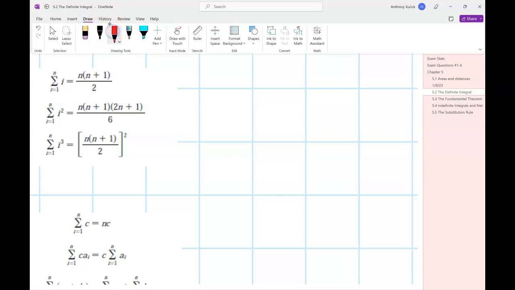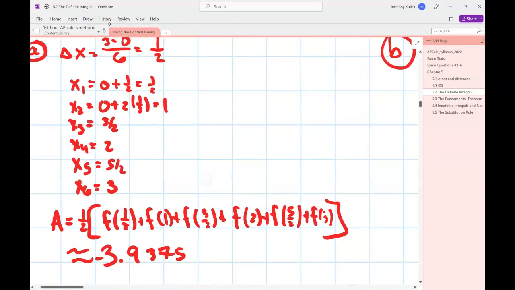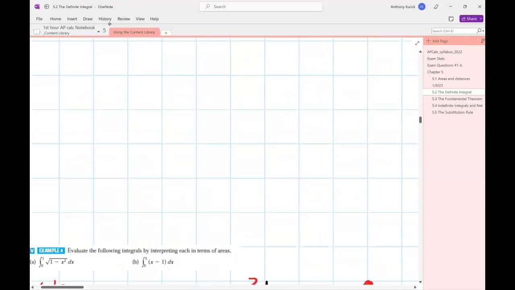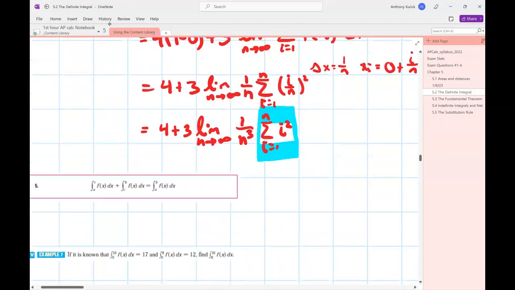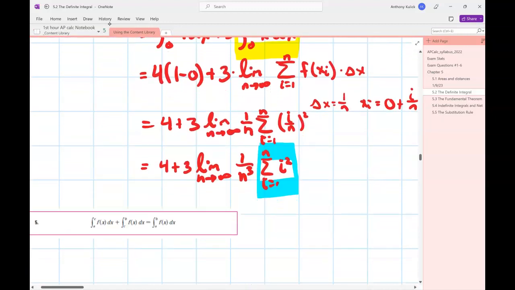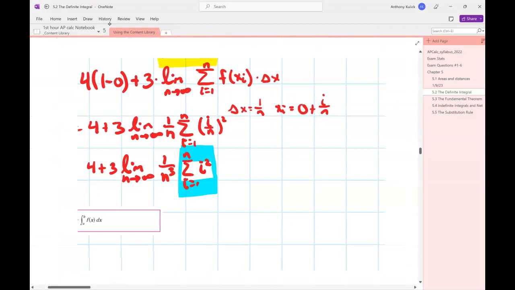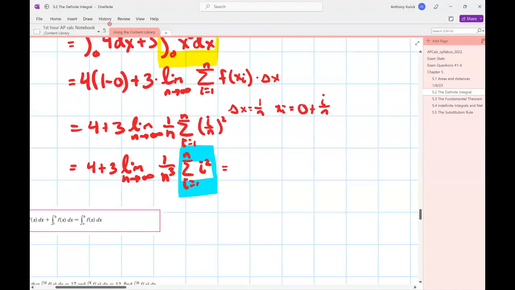Is it worth memorizing these summation formulas? I would say no, because we're jettisoning using them real quick.